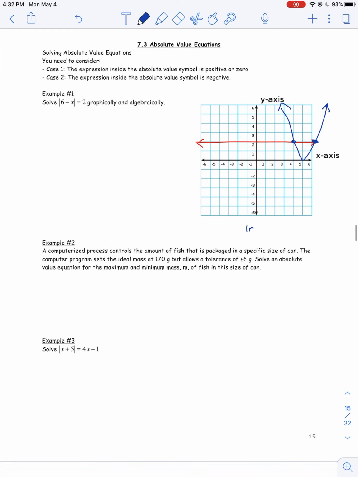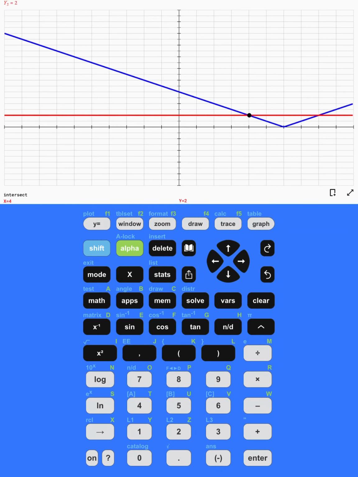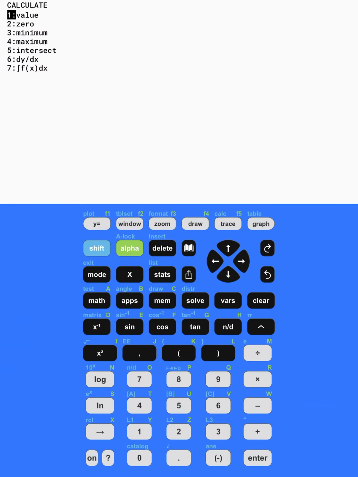so it looks something like this. Okay, so I need to find both intersections. One intersection was at x equals 4, and then I have to find the second intersection by doing second trace number 5 again, going as close as possible to this intersection point and pressing enter 3 times.